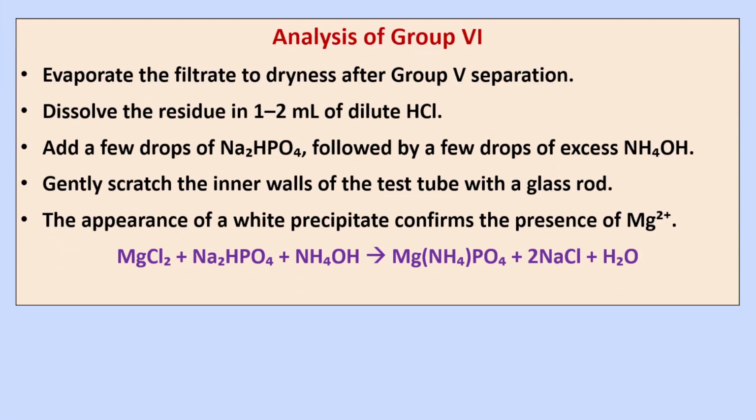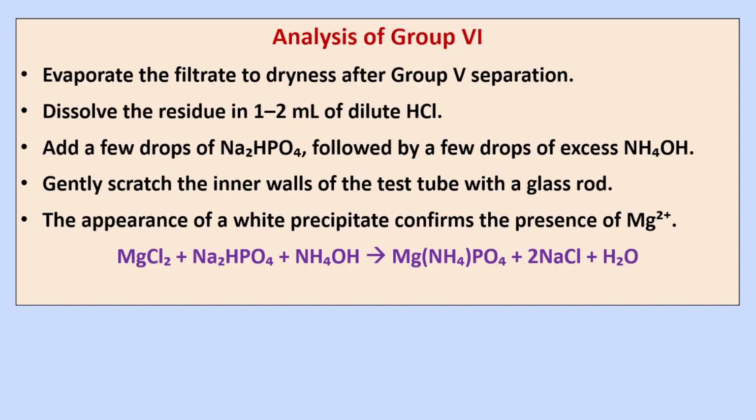Scheme for the analysis of group 6. Now we move to the last step, which contains magnesium only. The solution may contain magnesium. Evaporate the filtrate to dryness using gentle heating. This helps remove all volatile impurities and concentrate the magnesium salt. Once dry, dissolve the residue in 1-2 ml of dilute HCl.